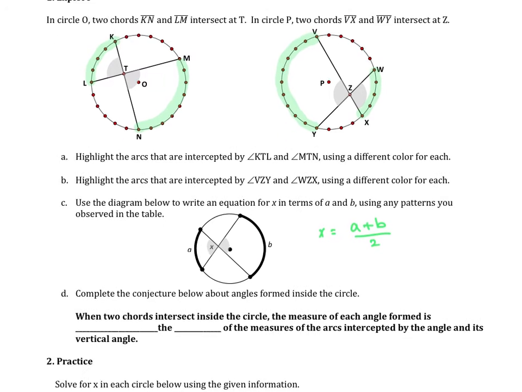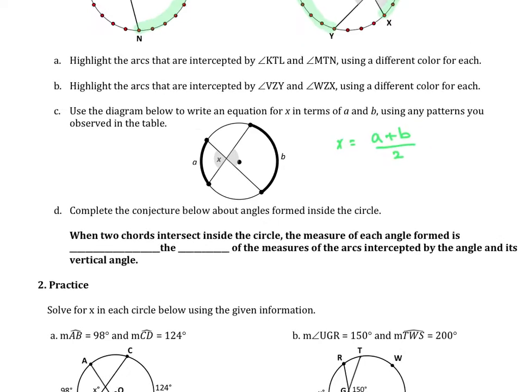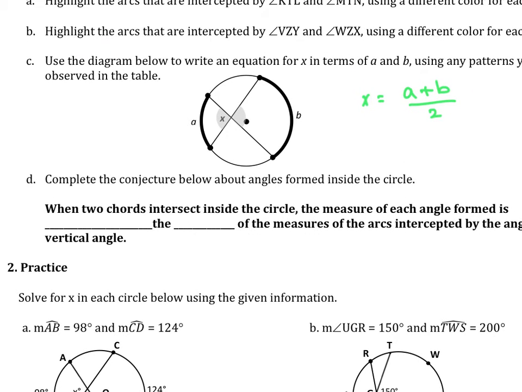So when two chords intersect inside the circle, the measure of each angle formed is equal to half the sum of the measures of the arcs intercepted by the angle and its vertical angle. So it's going to be half the sum.